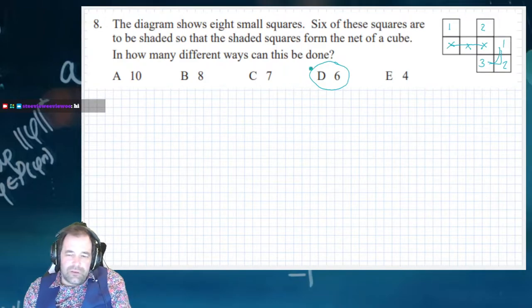Now my job is just to check that they all work. I'm just going to check one specific situation.